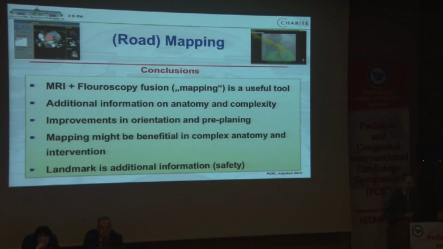With regard to the road mapping, I would like to conclude that the MRI and the fluoroscopy fusion, the so-called mapping, is very useful. It gives you additional information on anatomy, on the complexity of the lesion you're going to deal with. It improves the orientation and the pre-planning of the procedure, and the mapping might be very beneficial in complex anatomy and intervention. Landmarking is additional information, especially with regard to any safety aspects.